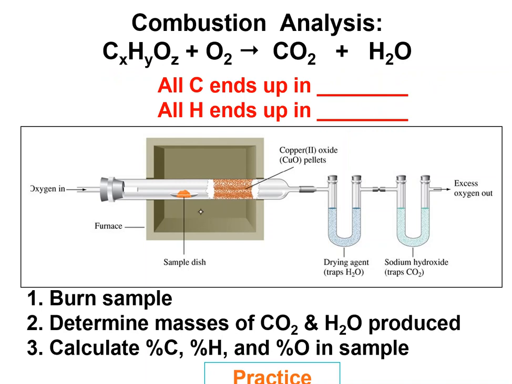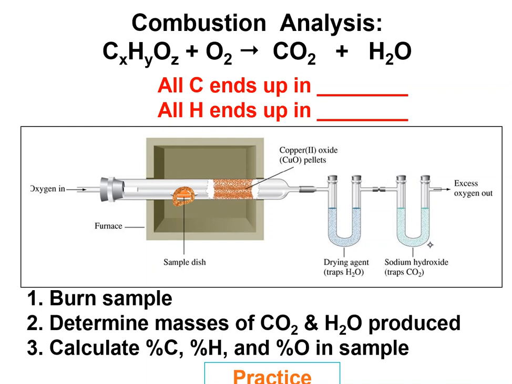experiment works. Basically, this is where your fuel is. You pipe in oxygen, you ignite that. The products, the CO2 and water, come out here. This is a tube that has a drying agent that traps water, and basically you weigh this tube before the experiment, and then after you burn it, the water that's trapped in there, you figure out its mass by weighing this tube again and subtracting.